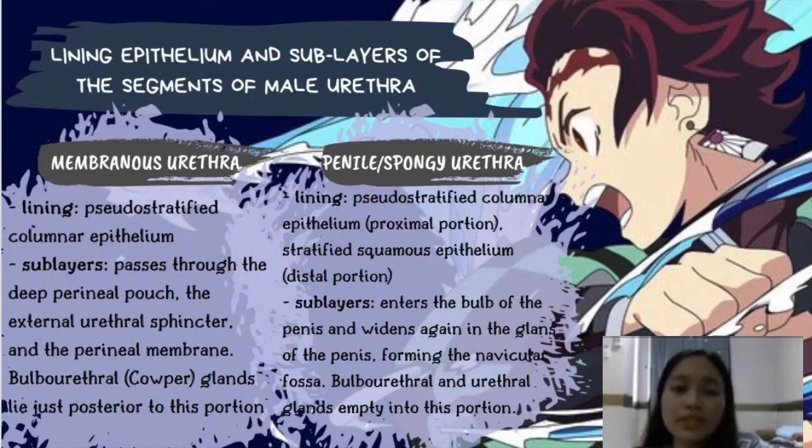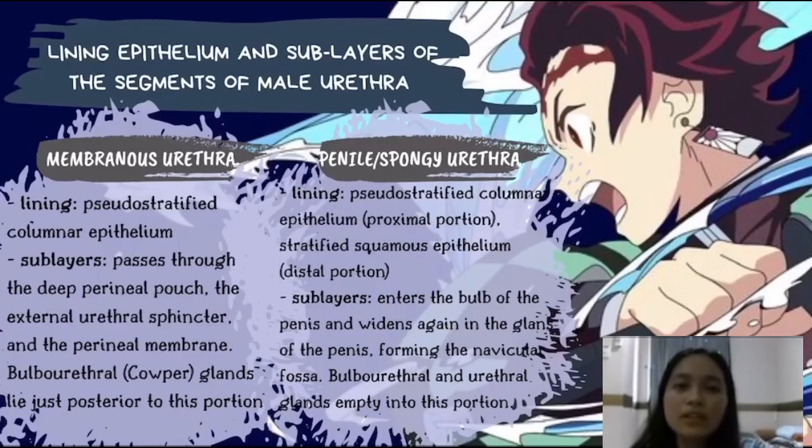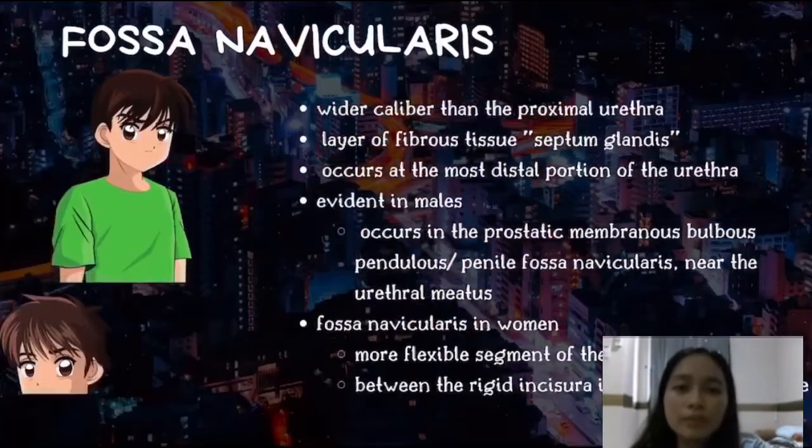The membranous urethra is lined by the pseudostratified columnar epithelium, and its sublayer passes through the deep perineal pouch, the external urethral sphincter, the perineal membrane, and the bulbourethral gland lies just posterior to this portion. The penile spongy urethra is lined by the pseudostratified columnar epithelium for the proximal portion, and stratified squamous epithelium for the distal portion. Its sublayer enters the bulb of the penis and widens again in the glans of the penis, forming the navicular fossa. The bulbourethral and urethral glands empty into this portion.